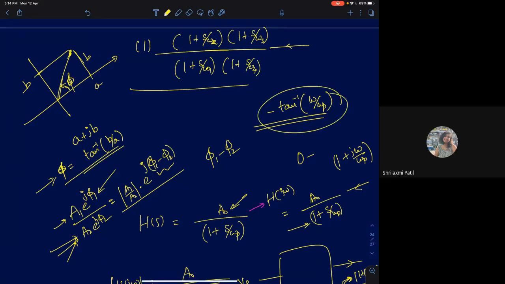The phase is a function of omega. What is the value of tan inverse of x when x is 0? When omega is 0, what is its value? 0, right? It is 0 itself. Now when omega is infinity, for a really large frequency, when I substitute omega as infinity, what will be the maximum phase shift of this system? In radians, it will be minus pi by 2, or minus 90 degrees. So that's it. You know the limiting values.